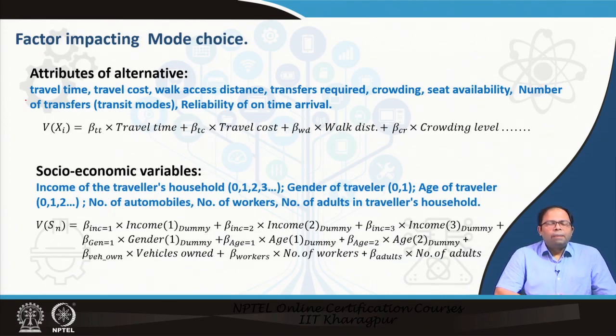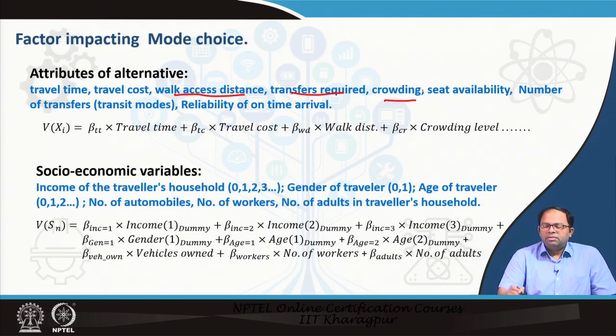So, now coming to the different factors that impact mode choice. For example, attributes of alternatives, where alternatives means the different modes. We can have travel time, travel cost, and walk access distance to that particular mode. If it is a bus stop, that is the walk time to the bus stop, then transfers required. If I use a bus, I may have to transfer to another bus route, and only then can I complete the journey.